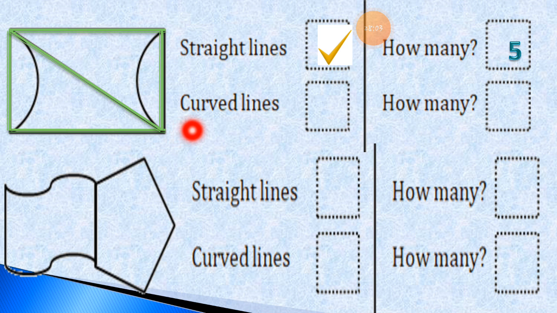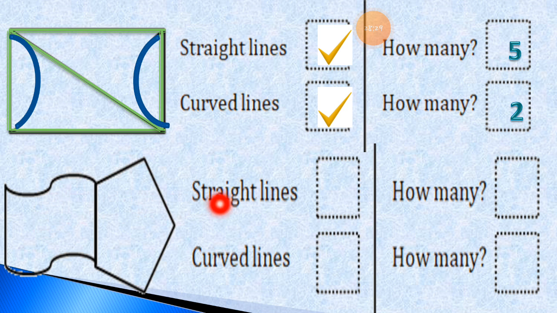Then the next one is, are curved lines there? Yes, there are also curved lines. So the next question is how many curved lines are there? So let's see. You can see I just drew the curved lines in blue color. So total there are 2 curved lines. So I write number 2 here. You can see, total there are 2 curved lines.